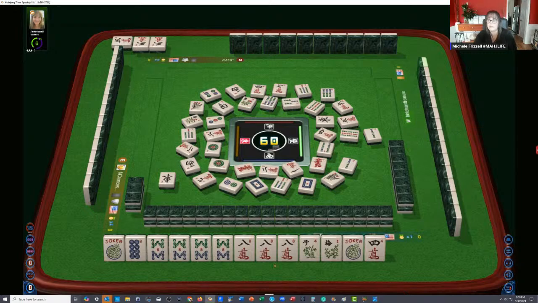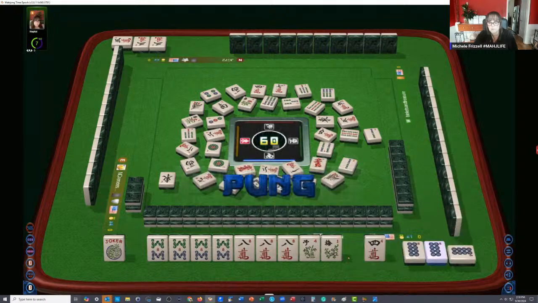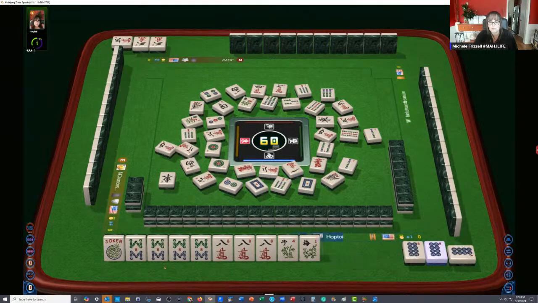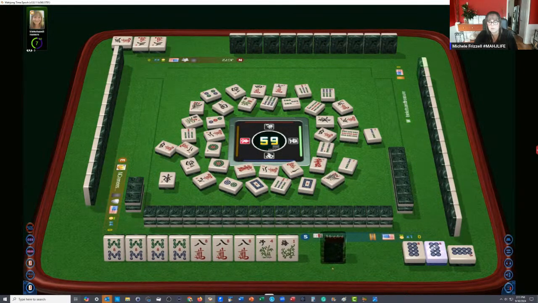We can act on every block. We can pung the 8 and Kong the flower, one or the other, and we'll be ready to win. So let's pung. Pung. And now we're ready to win on a flower. Ready to win on a flower. And we have only one exposure.